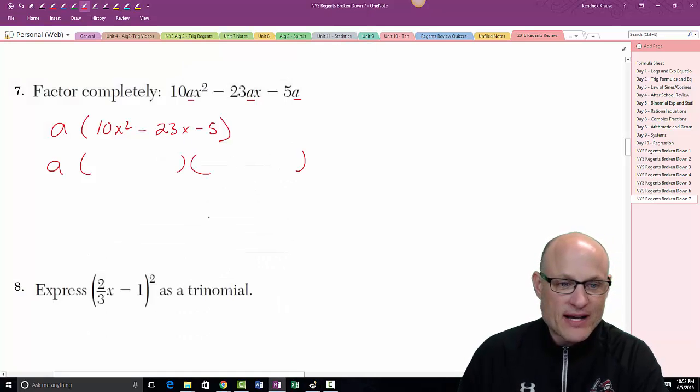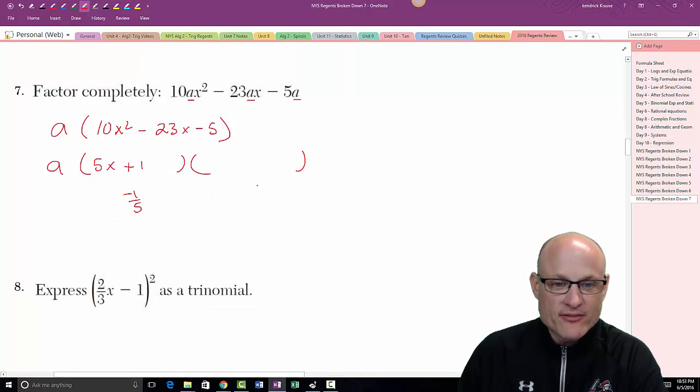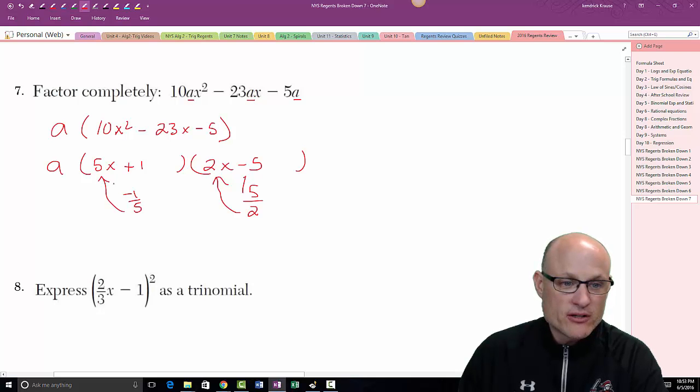Now it's going to tell you the solutions: negative 1/5 and 5/2. So negative 1/5 means this is going to be 5x plus 1. And 5/2 means it's going to be 2x minus 5. The 2 goes out here, and the sign has to be opposite. The 5 goes here, and the sign has to be opposite. And you can check it.